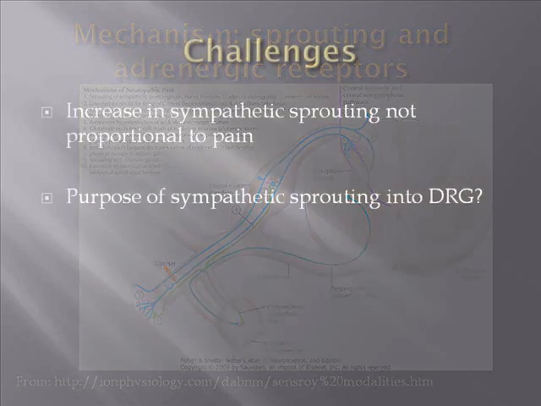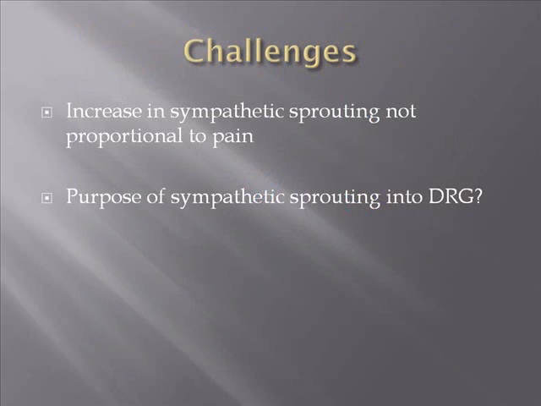However, it was observed that an increase in sympathetic sprouting in the dorsal root ganglion does not necessarily coincide with a proportional increase in pain behavior, and pain behavior has not been shown to increase with increased sprouting. One author also reported that the functional relevance of sympathetic sprouting into the dorsal root ganglion remains unclear. Certainly, additional research aiming at clarifying this phenomenon and its implications for patients with SMP will be valuable.